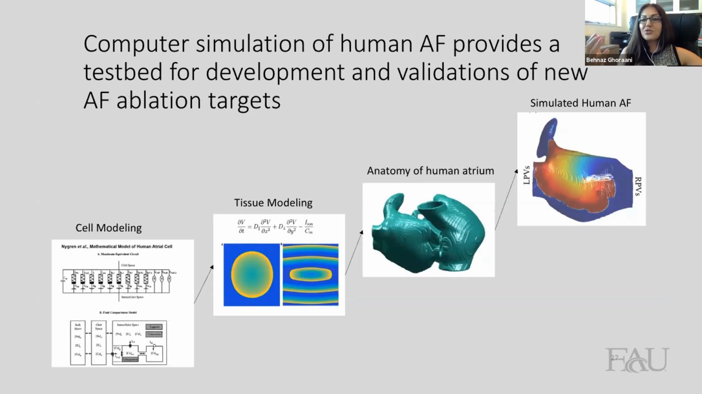But again, we really don't know what's happening inside the person's heart, and we can't really take this work to the patient level. So what we did, we first did some simulation studies. We performed computer simulations of cardiac cells, then extended to tissue modeling, and then applied that on the human anatomy and used that as our test bed for our algorithms.